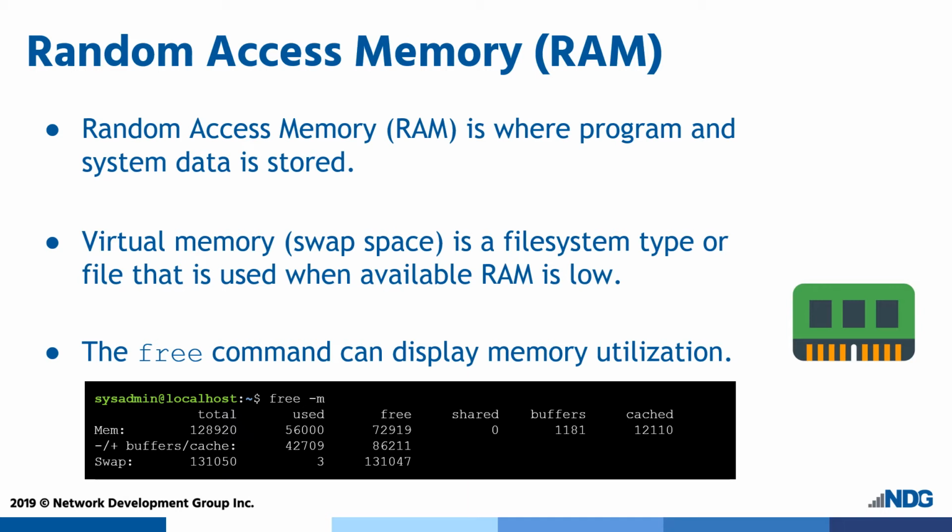We call this virtual memory. To view the amount of RAM in your system, including the swap space, execute the free command. The free command has a -m option to force the output to be rounded to the nearest megabyte, and a -g option, which will force the output to be rounded to the nearest gigabyte. So I have an output here, this one.